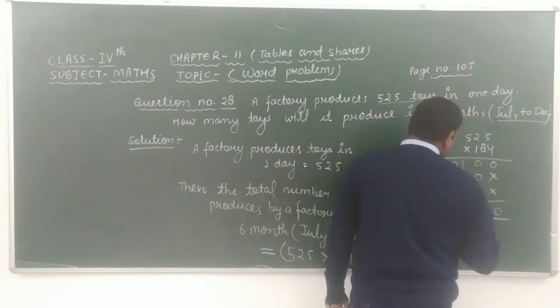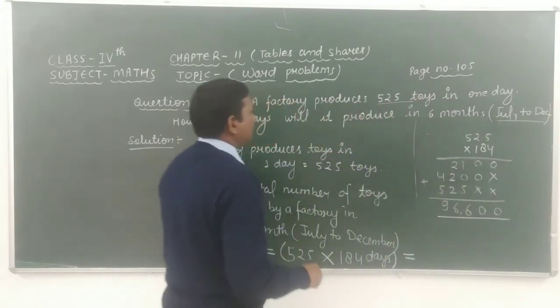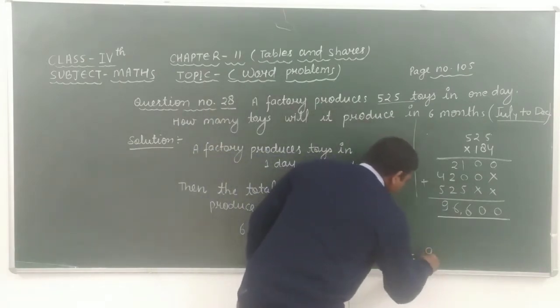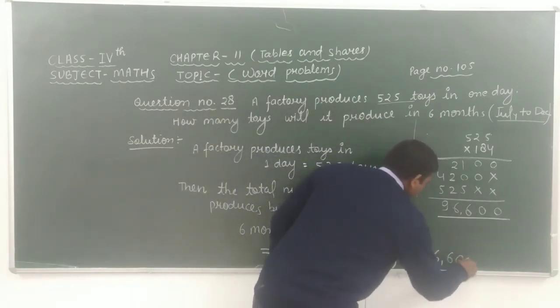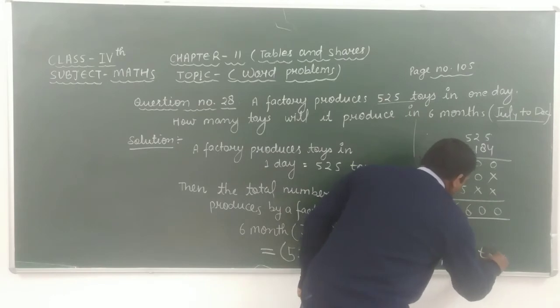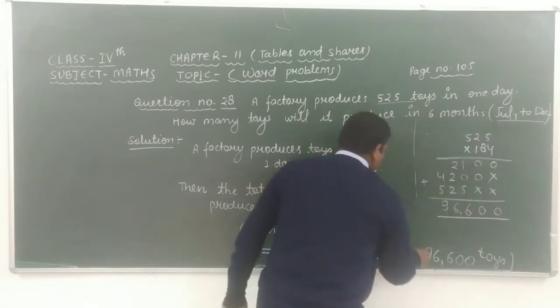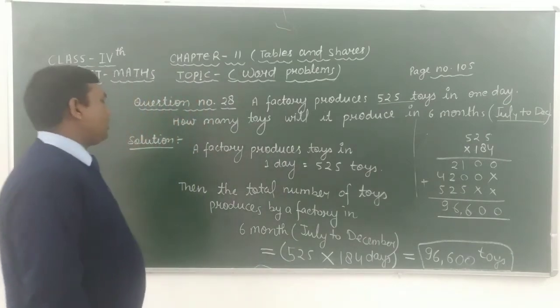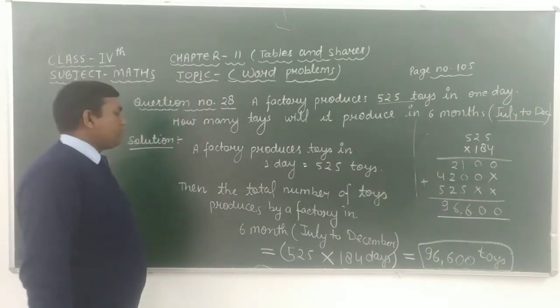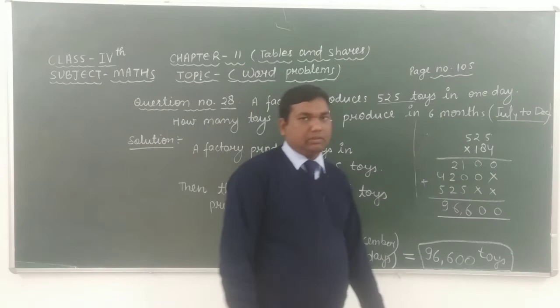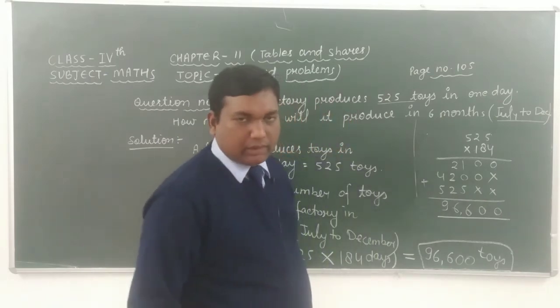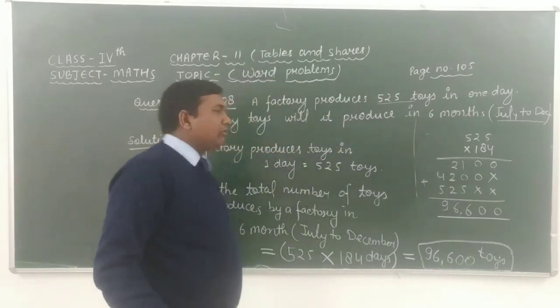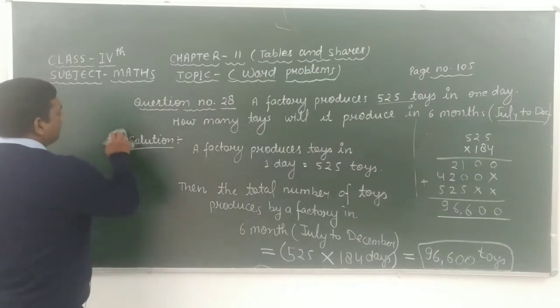It means that 96,600 toys. Okay, listen. It means that 96,600 toys were produced by a company in 6 months. Understand? If you have any doubt in this question, please ask me. Now read this.